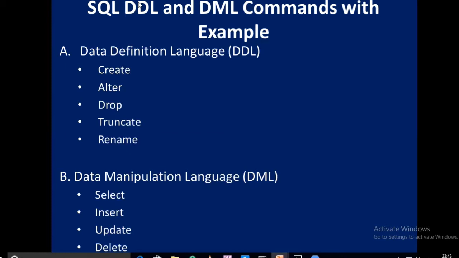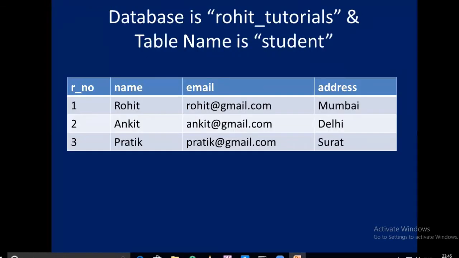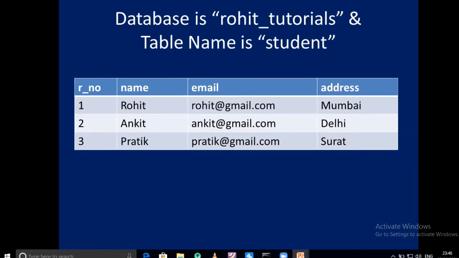So we will directly go to the actual implementation details. In the implementation, we are going to create a database named Rohit_tutorials and a table named student. The student table has the attributes roll number, name, email and address. We are going to insert these values into the table. First, roll number 1, name is Rohit, email ID is rohit@gmail.com and his address is Mumbai.